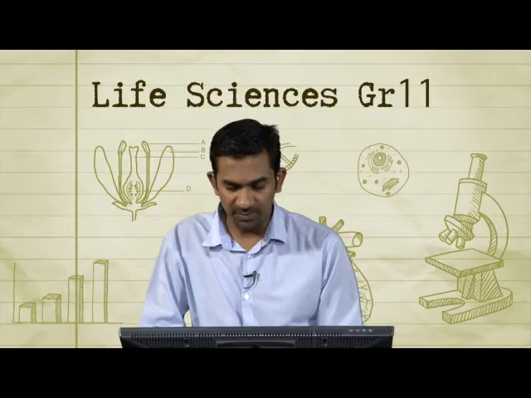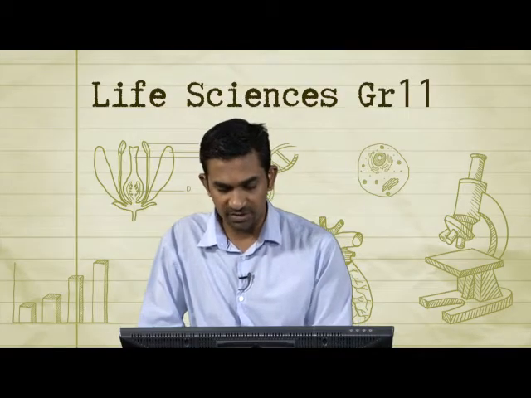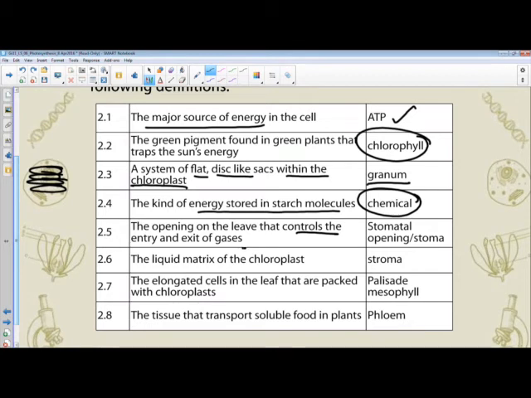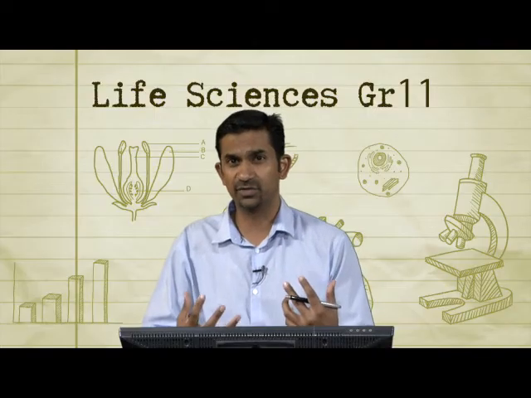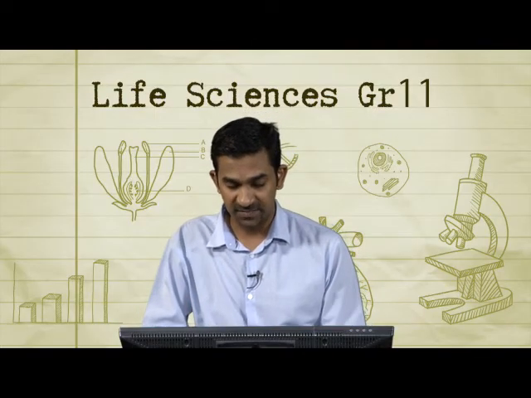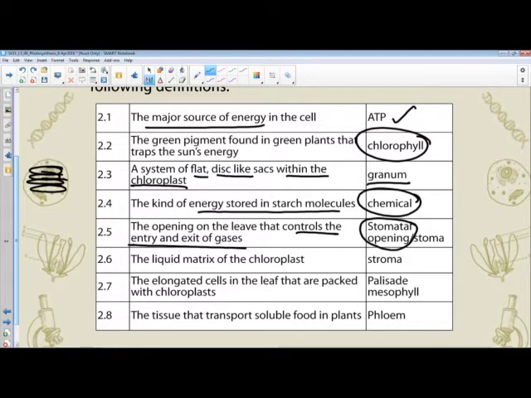2.5. The opening on the leaf that controls the entry and exit of gas. And you recollect this from grade 10. We know that gas exchange, or the process of transpiration, occurs through the stomata, and that opening is called the stomatal opening or the stoma. And that's essentially what controls the process of gases entering, or even the loss of water from a plant. The liquid matrix of chloroplast.